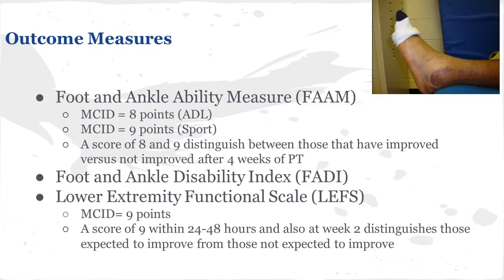The third outcome measure we have listed is the Lower Extremity Functional Scale, which includes 20 self-reported items assessing activity and participation. The MCID is 9 points, and this score of 9 within 24 to 48 hours and also at week 2 distinguishes those that are expected to improve from those expected to not improve.